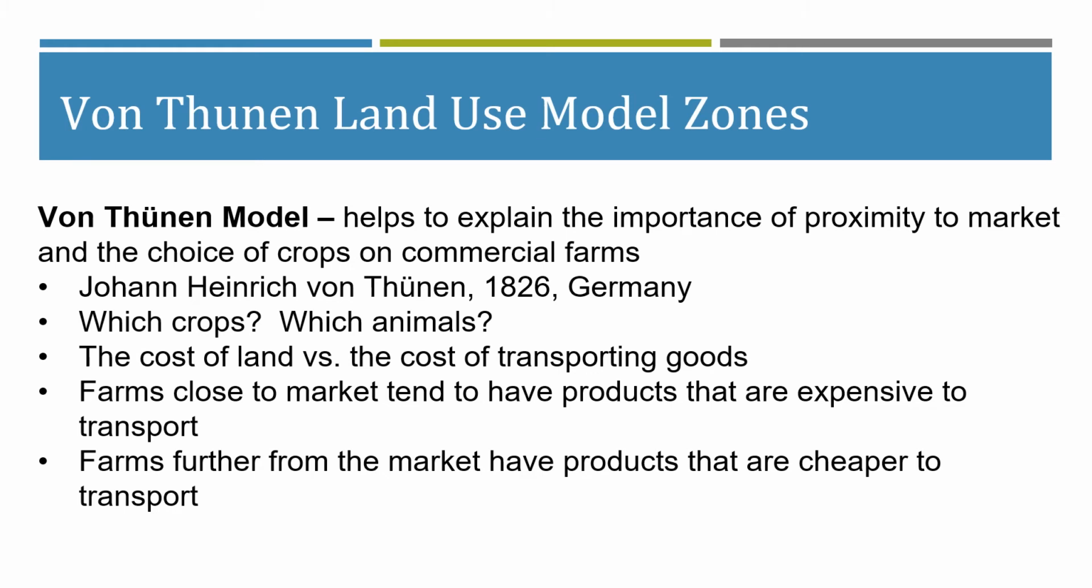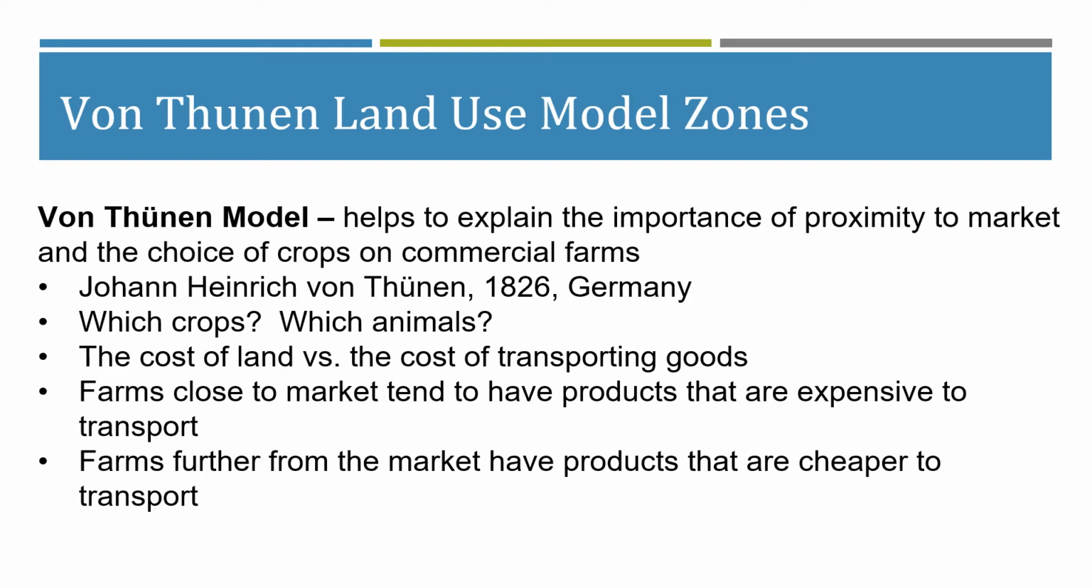One of the most important things that you need to know from Unit 5 is the von Thunen land use model. Hendrik von Thunen lived in Germany in the early 1800s, and he basically observed that we were going to use land differently in terms of agriculture if you were closer or further away from a city. The reason for that is because of the cost of land and also the cost of transporting goods. So he noticed that farms close to the market tend to have products that are expensive to transport. Farms further from the market have products that are cheaper to transport.